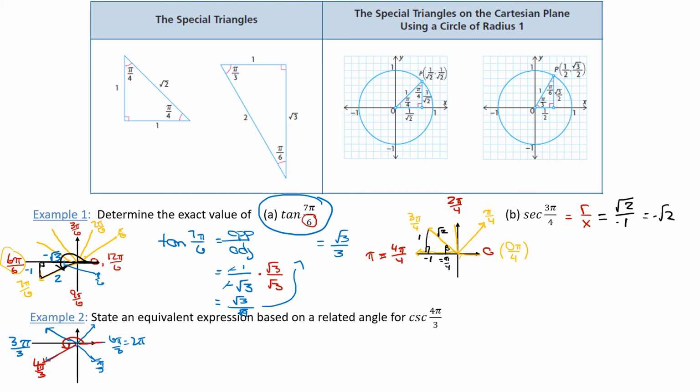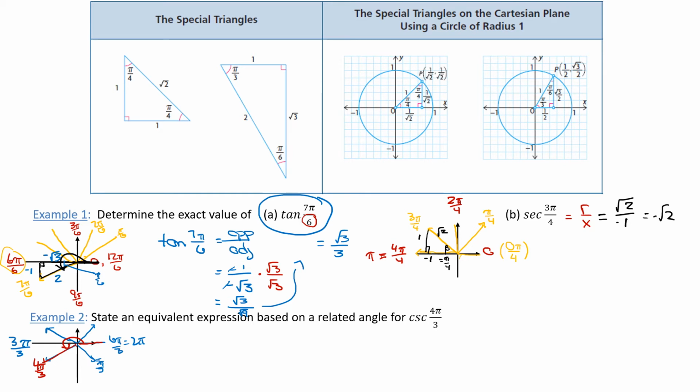Now, the question is saying state an equivalent expression. So it's not saying what is 4 pi over 3. It's not asking what the output is, what the answer is. It just wants to know what else would give you the same answer. What's another way to get the same answer as cosecant 4 pi over 3?